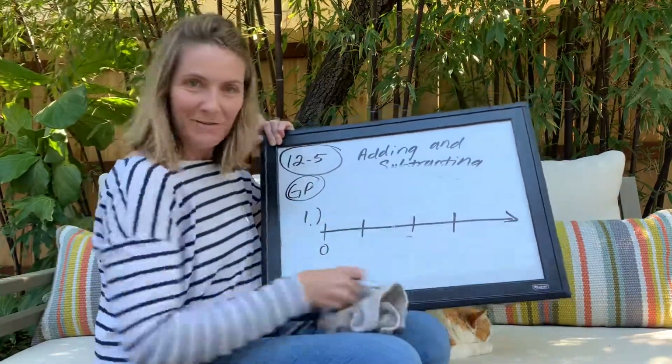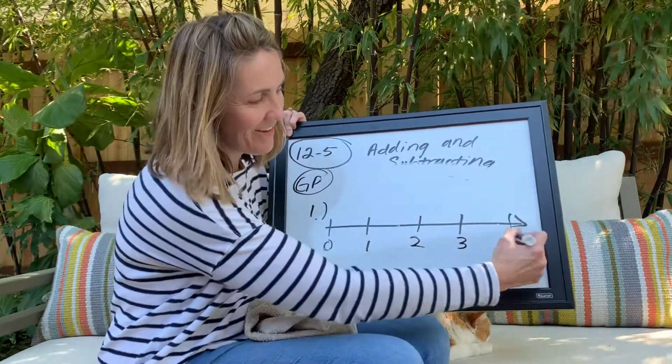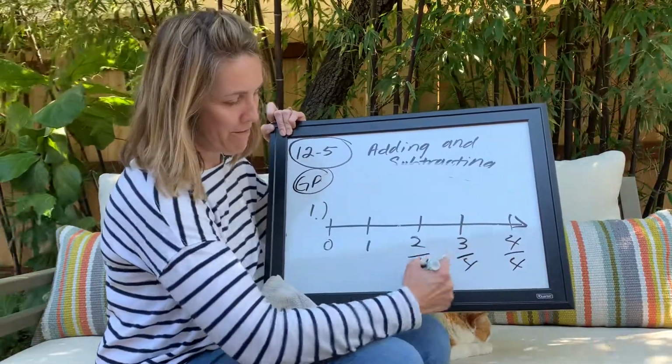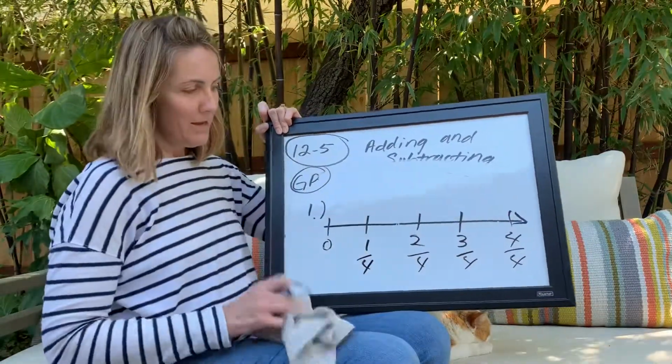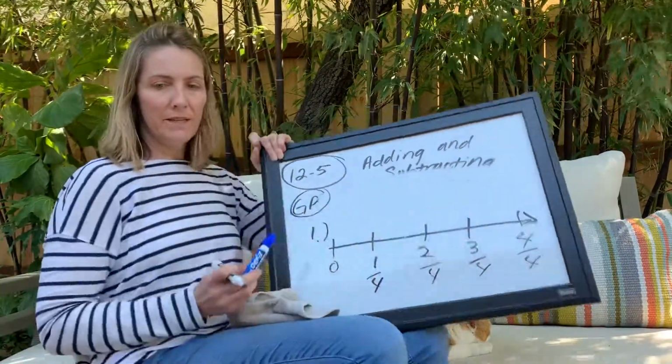Oh, it's not a normal day if I didn't make a mistake, right? 1, 2, 3, there we go. 4, 4, 4, 4, and 4. So if we did this number line, I'm going to use some different colors so you can see it.